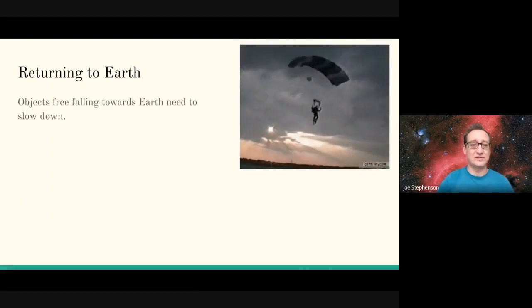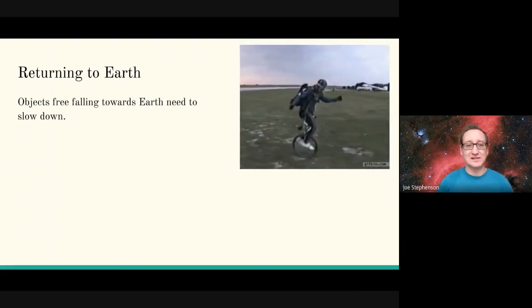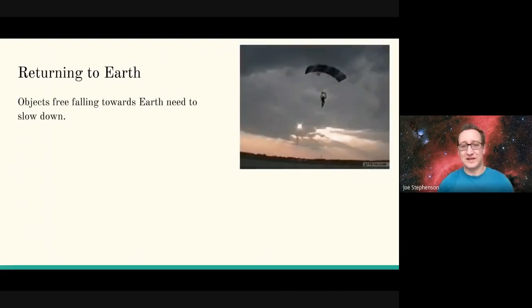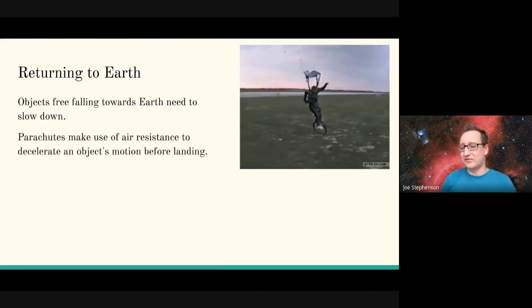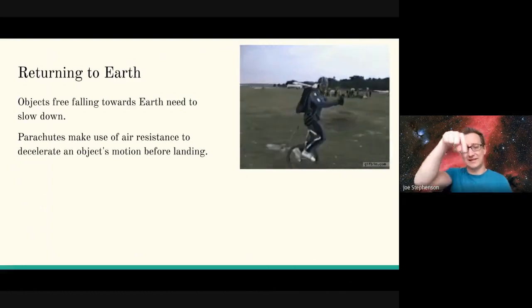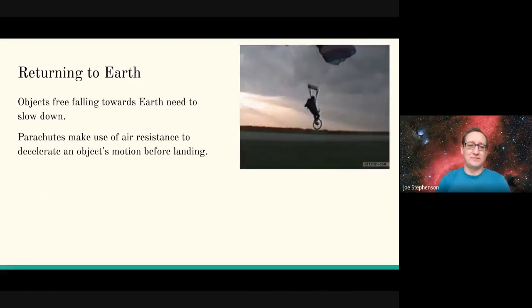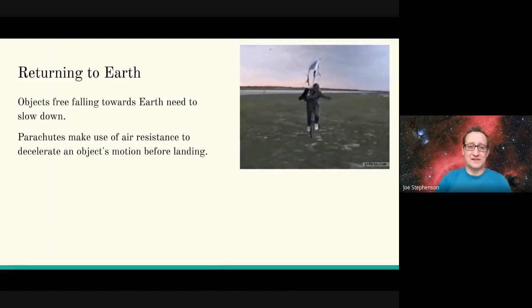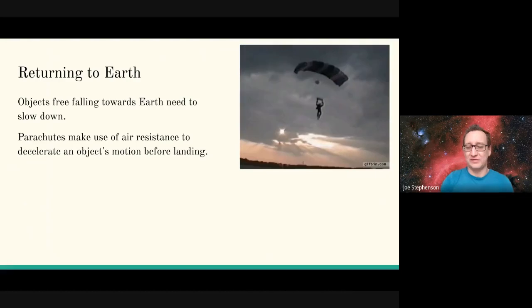Okay, so parachutes essentially are designed to slow the free fall of an object towards Earth. They make use of air resistance, which is another force. We've already looked at gravity. Gravity is a downward force, as we know. It's always downwards in that sense. Parachutes make use of something called air resistance to decelerate an object's motion before landing.